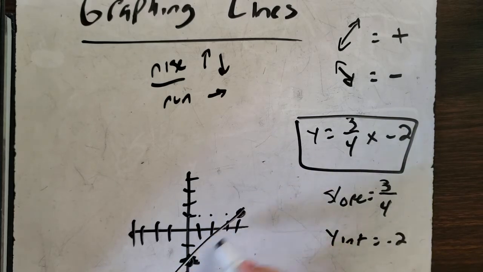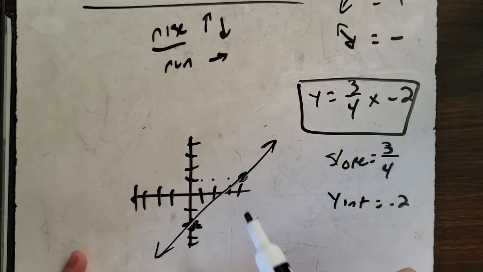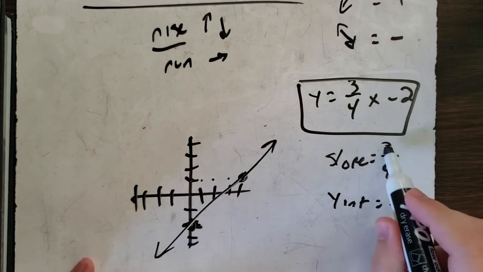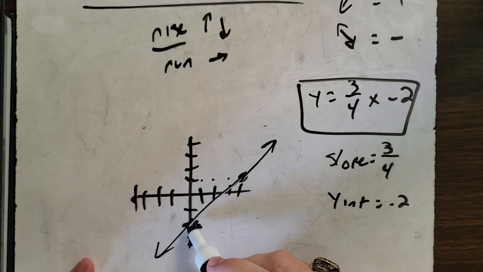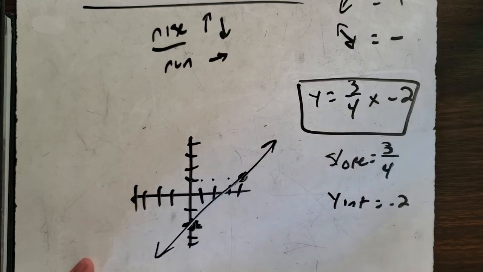And that is our line. It's a positive slope, which means it should look like this. It does. Negative 2, up 3 over 4. So you literally go up 1, 2, 3, and over 1, 2, 3, 4. And that's our final answer.